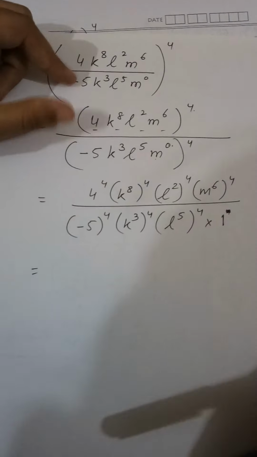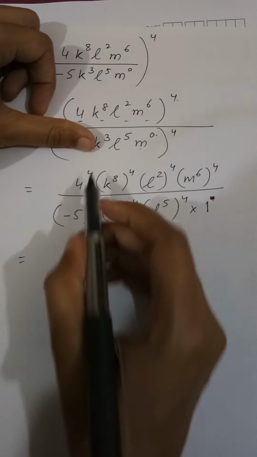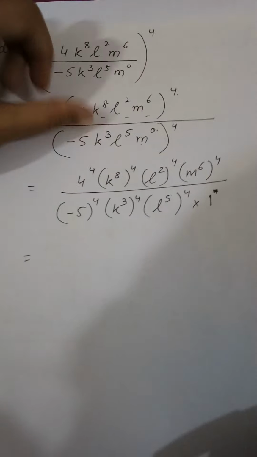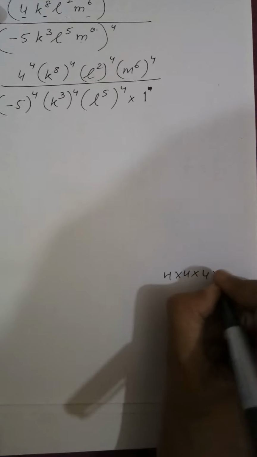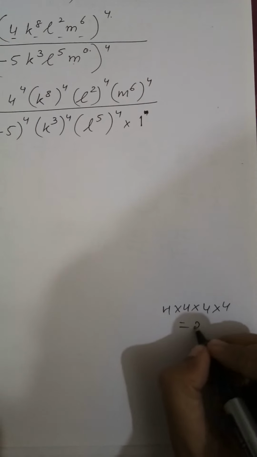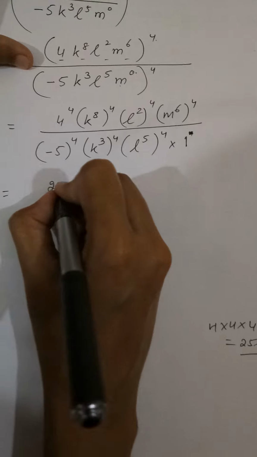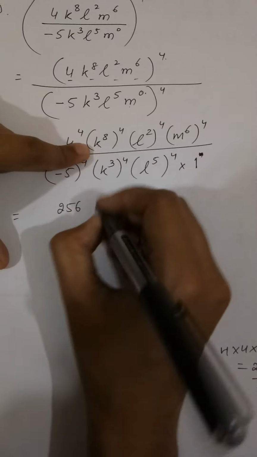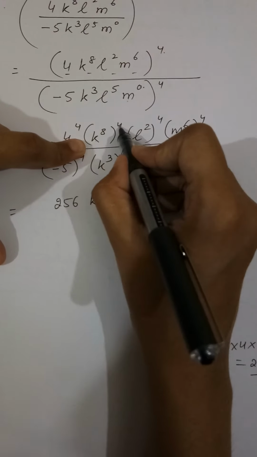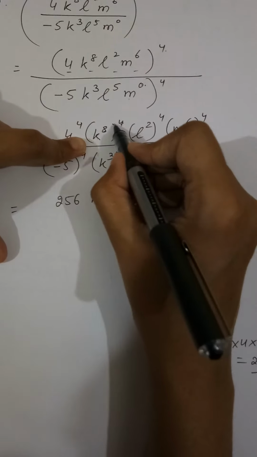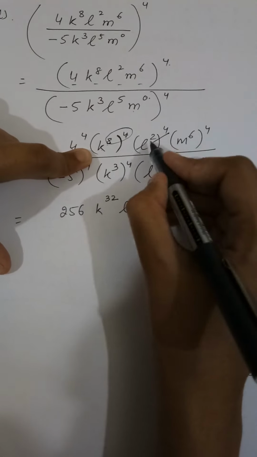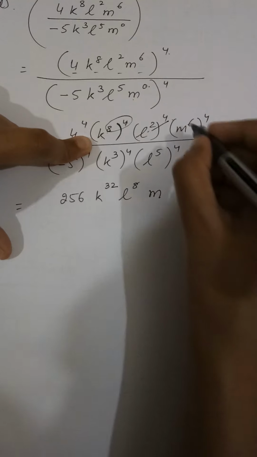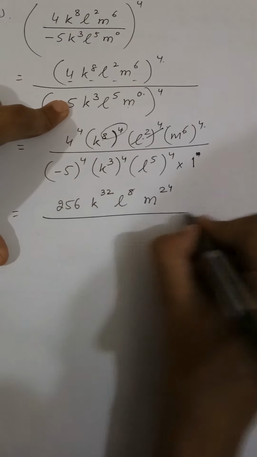Right? Next. Now 4 to the power 4 means you are going to multiply 4 four times, so 4 into 4 into 4 into 4. 16 into 16 will be 256. So this will become 256. Next, k is there, and when these powers are there with a bracket, you are going to multiply these two: k to the power 32. L, again you are going to multiply: 2 4s are 8. M: 6 4s are 24. Divide.